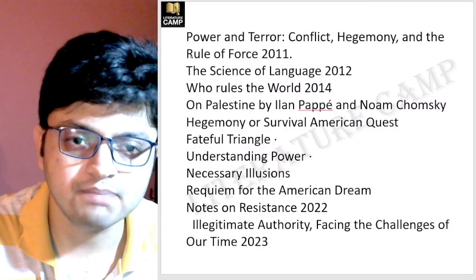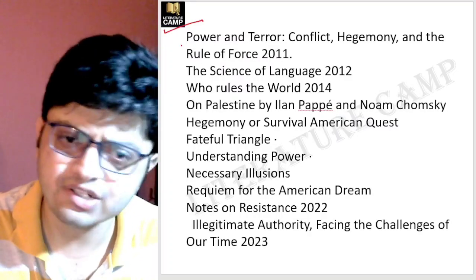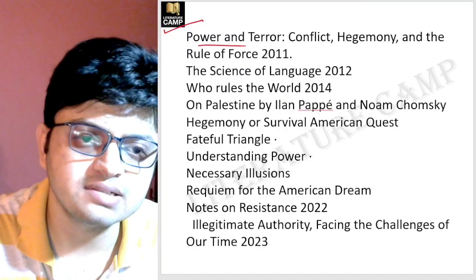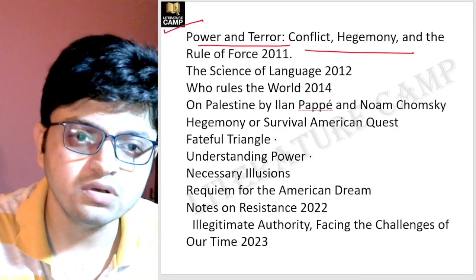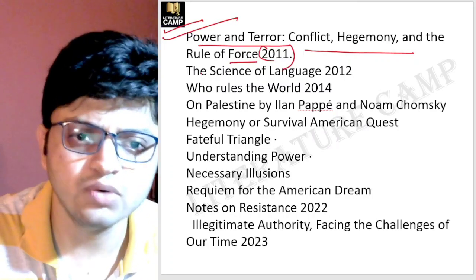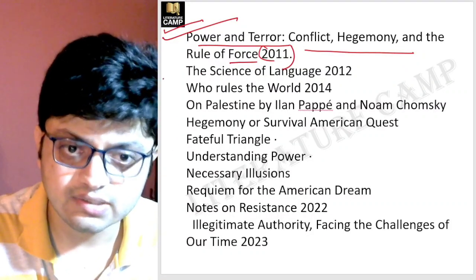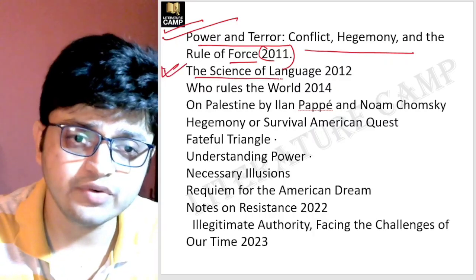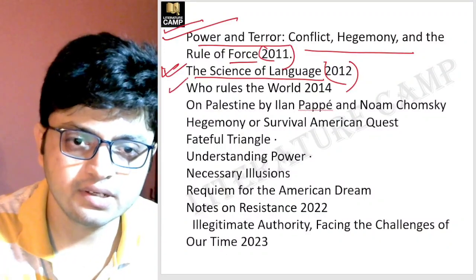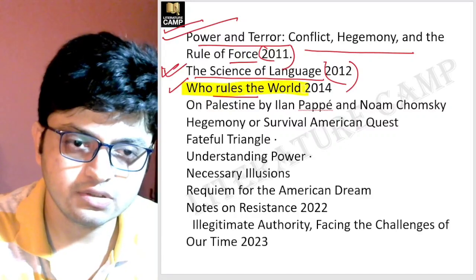Next work, Power and Terror. He has written, as I've told you already, more than 100 works. So we need to remember at least some important names of his works. Power and Terror: Conflict, Hegemony, and the Rule of Force, published in 2011. You can simply ask who has written this work, right? Next work, The Science of Language, published in 2012. Next work, Who Rules the World? Published in 2014.